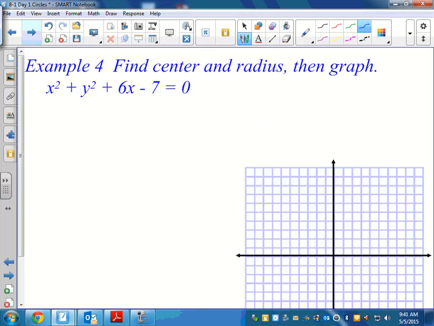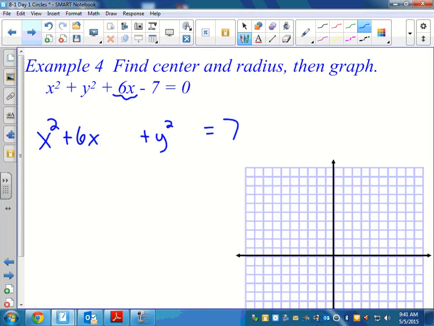Here's the other thing I'm going to make you do with every single conic section. If I give it to you looking like this, I want you to be able to put it in standard form so that you could graph it or find the center and the radius. Which means if there are things that are not squared, x's or y's, you're going to have to put them with the x's. So I can rewrite this as x squared plus 6x, leave a little space, and then plus y squared. And I'm going to kick that 7 over to the other side.